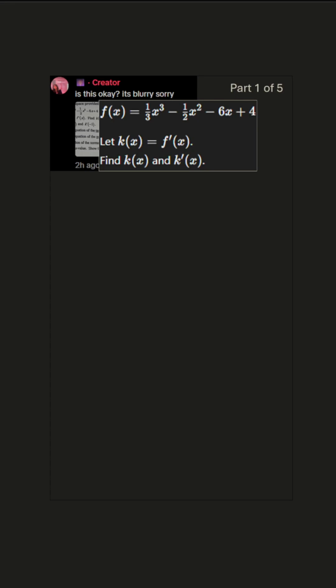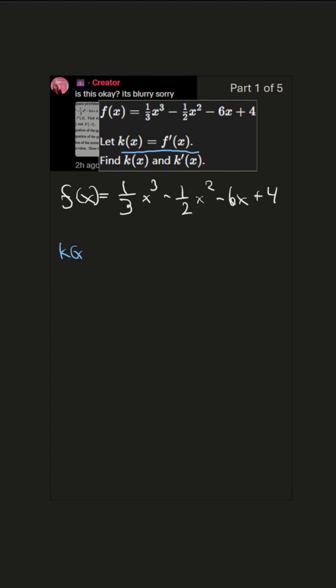We have a request to do some derivatives here. Let's look at the function f of x equals 1/3 x cubed minus 1/2 x squared minus 6x plus 4. First thing we're going to do is find f prime of x.